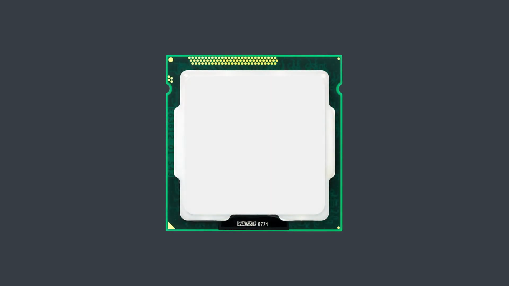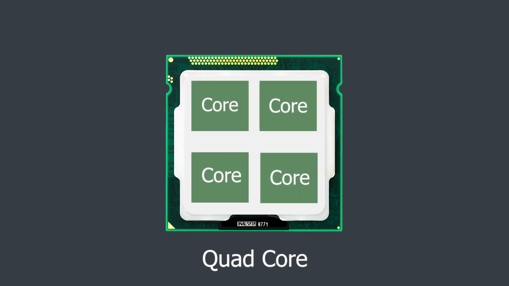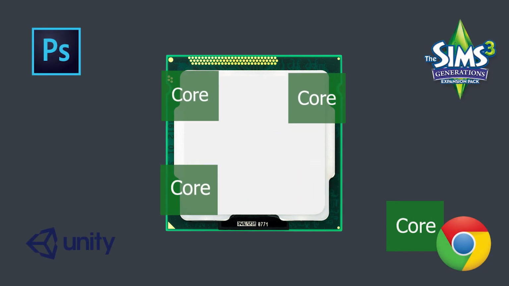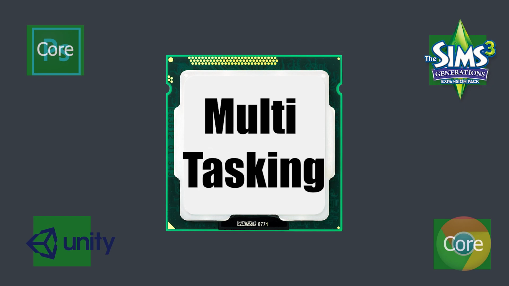So what is a core? A processor core is an individual processor within a CPU. Many computers today have multi-core processors, meaning the CPU contains more than one core. With multi-core processors, more than one task at a time can be performed efficiently, known as multitasking.